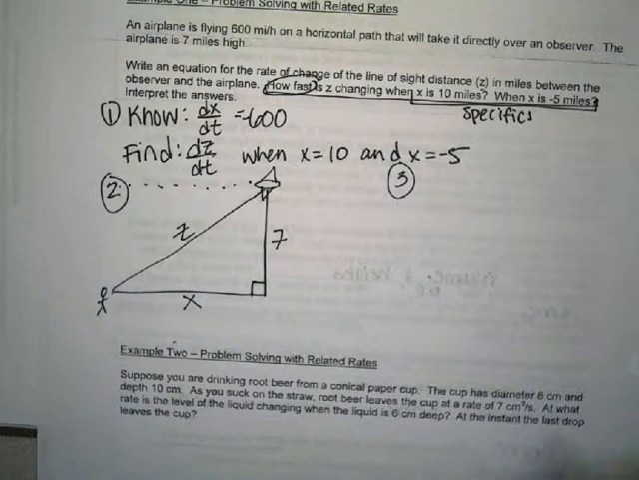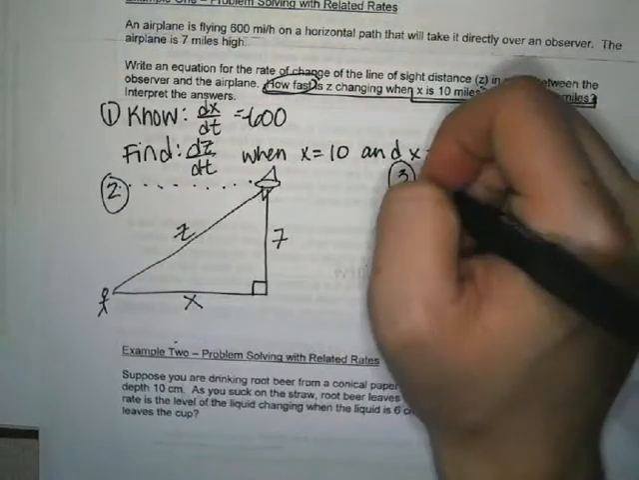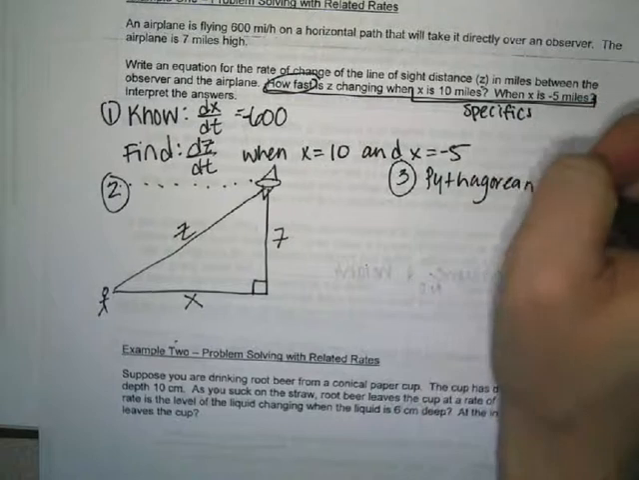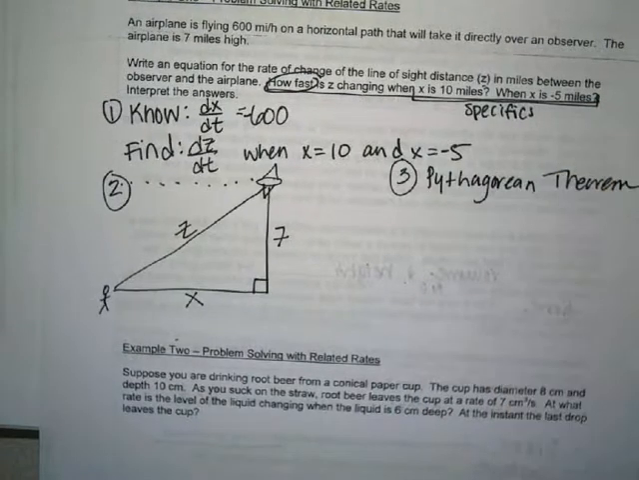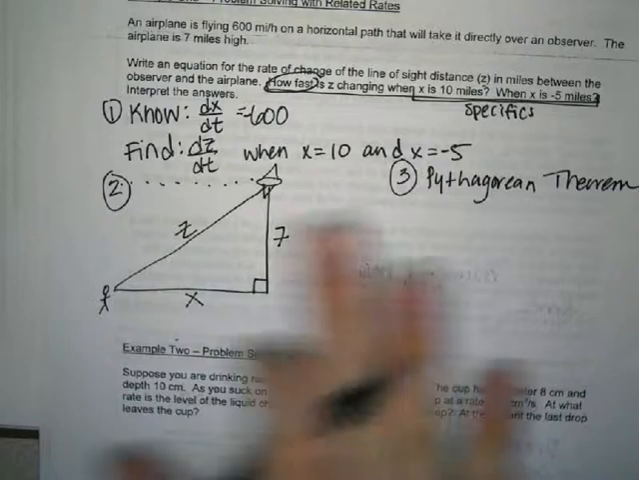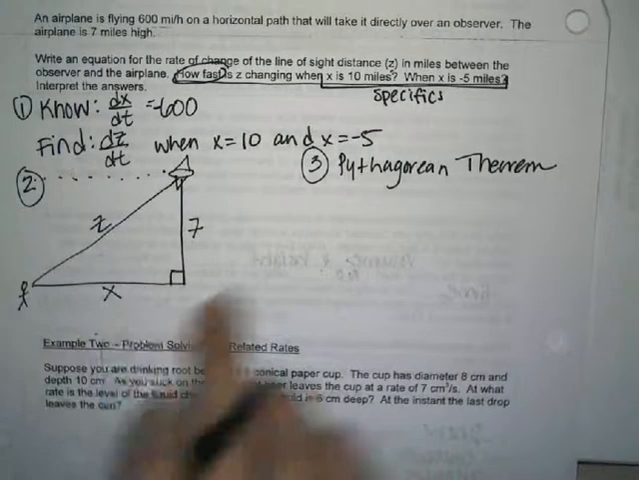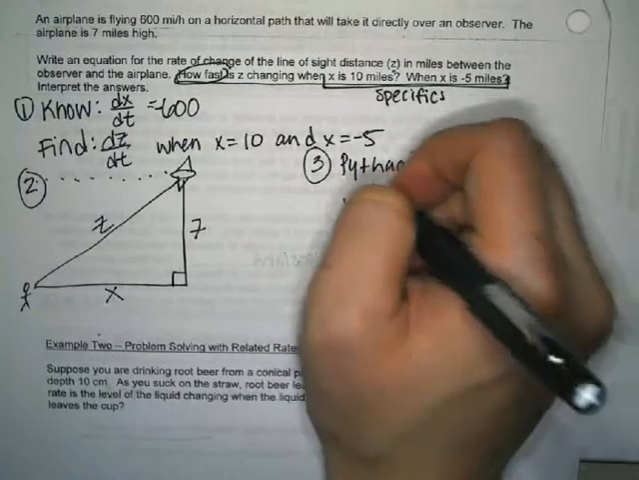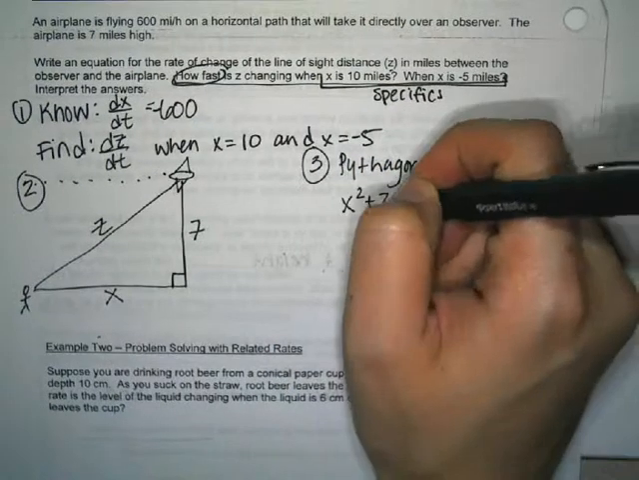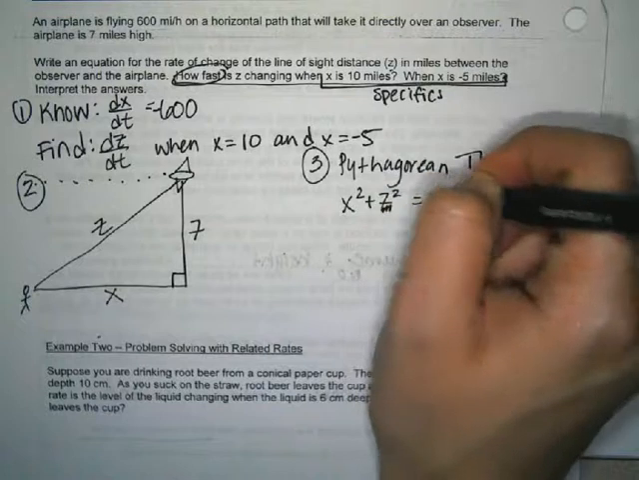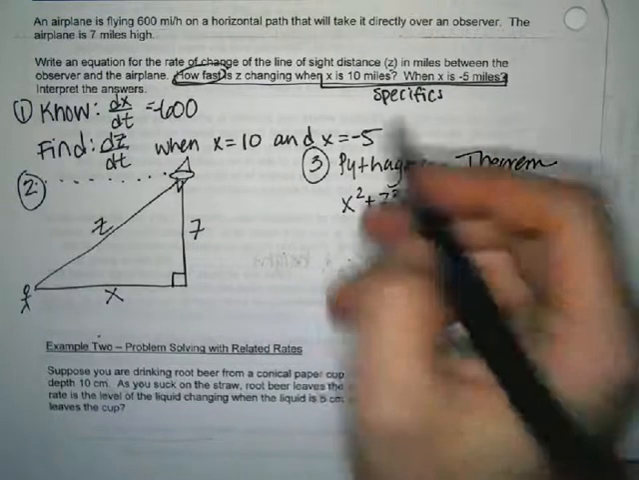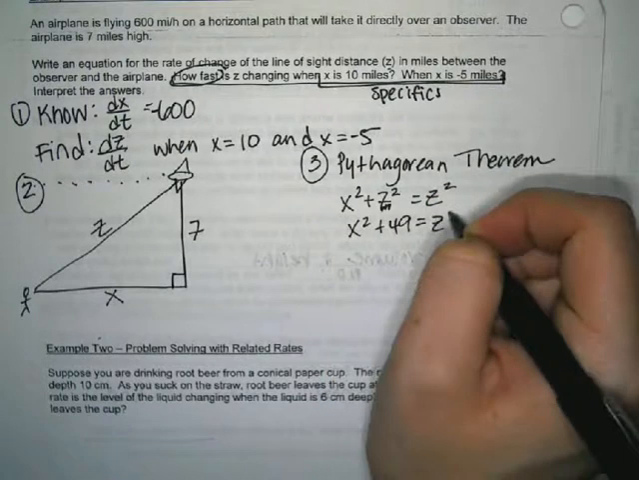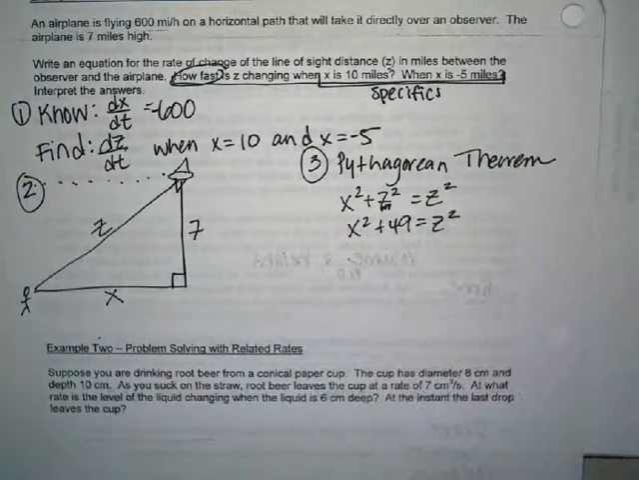So we actually start with the Pythagorean theorem. And I want you to label the Pythagorean theorem with what we have in the figure. So we have x squared plus 7 squared equals z squared. And we can even simplify that to be x squared plus 49 equals z squared. All right, so that's our equation that relates all three sides.